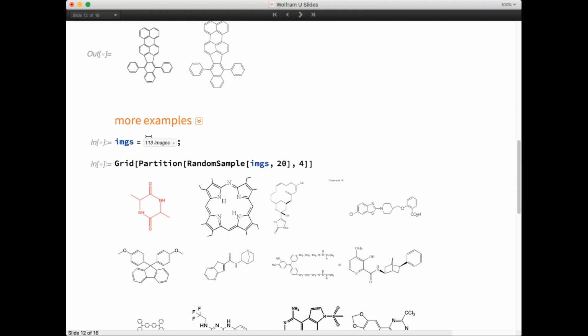In this notebook, there's a grid of a bunch of molecules that you could play around with if you like.